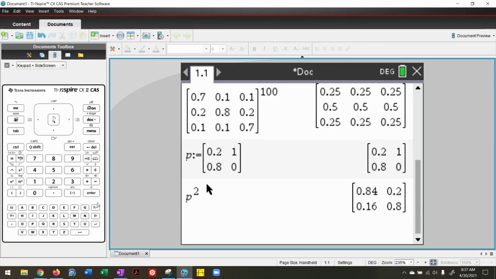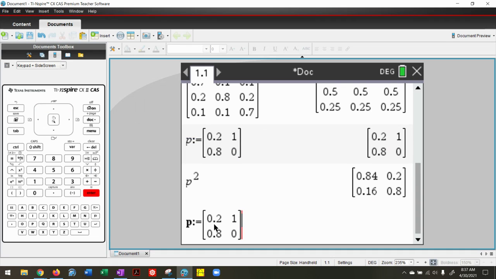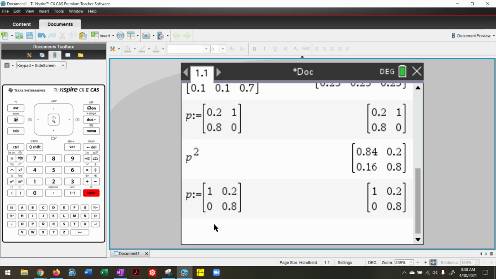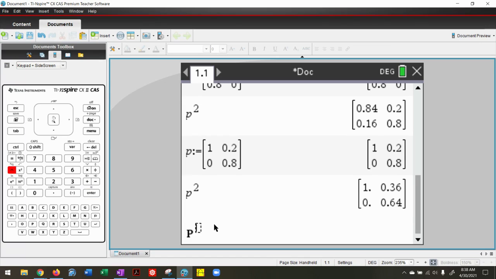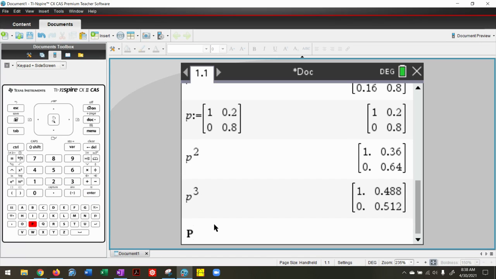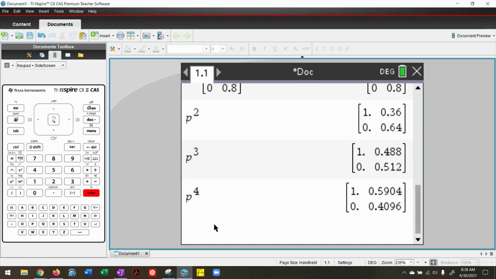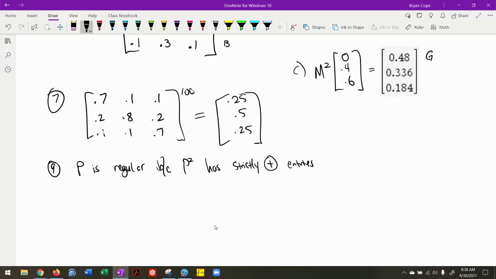Okay, and then we'll take a look at P for number 10. So this matrix has first vector 1, 0, and second vector 0.2, 0.8. So P itself does not have strictly positive entries. P squared doesn't either. P to the third doesn't either. P to the fourth doesn't. You can see what's happening here. That first vector stays as 1, 0 forever. That's never going to change. And so this means that P is not regular.